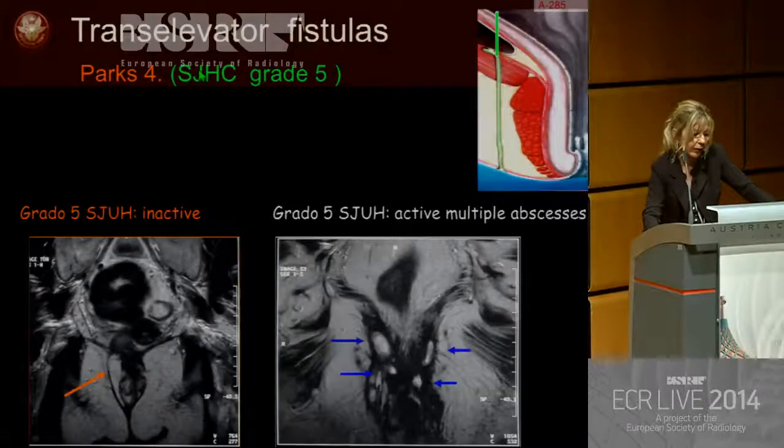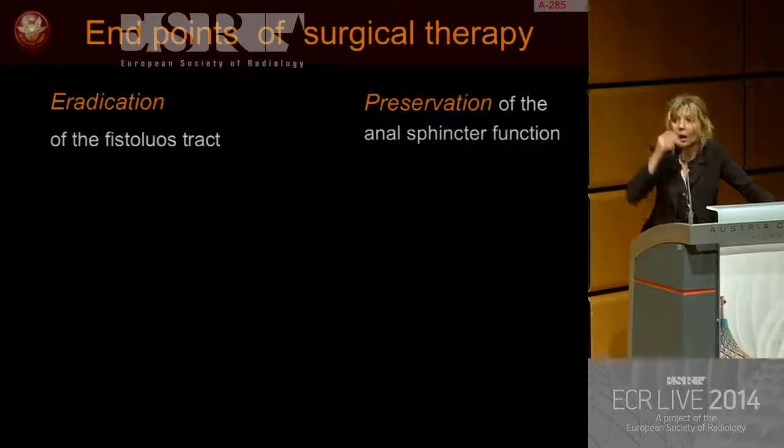And finally, the translevator fistula. Here you see the unhealed fistula. Here you see an active fistula involving the levator ani muscle, Parks 4 and St. James Hospital, grade 5. Why should we be so detailed in the morphological evaluation of fistula?